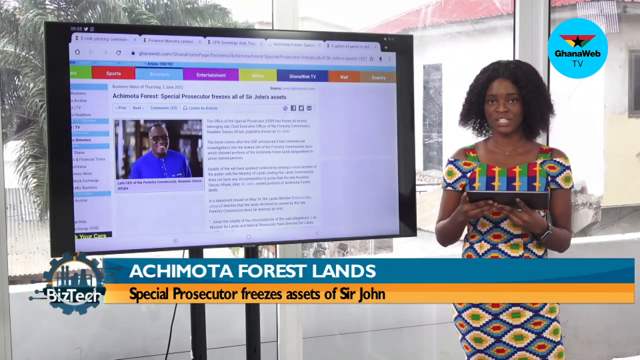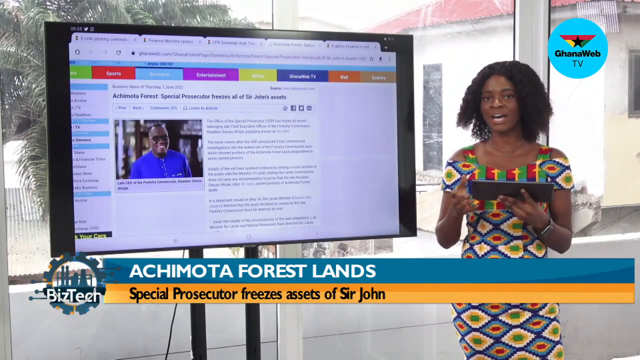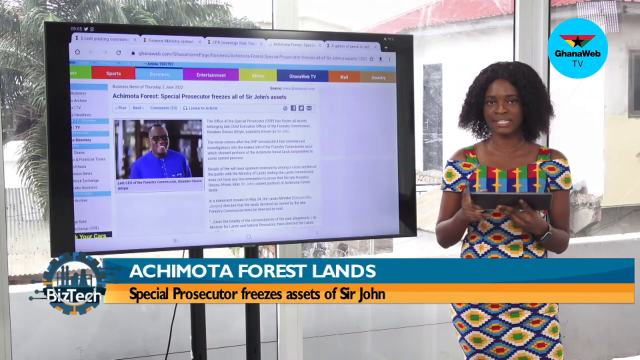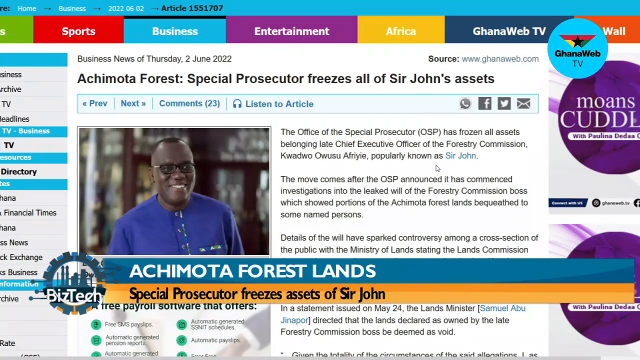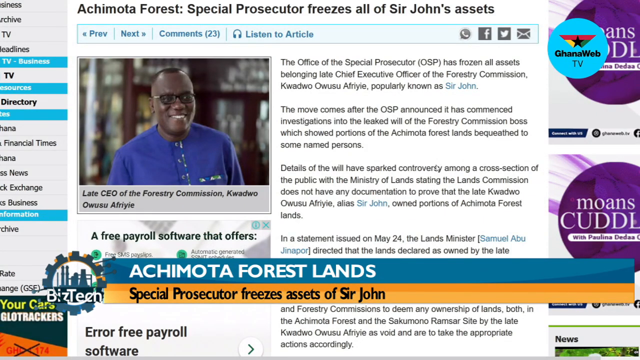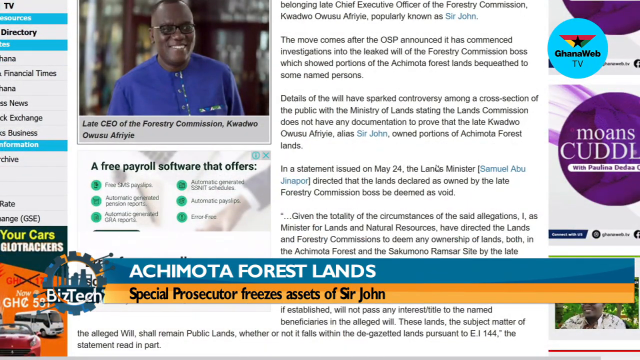The Office of the Special Prosecutor has frozen all assets belonging to the late Sir John. The move comes after the OSP announced it has commenced investigations into the leaked will of the Forestry Commission boss, which showed portions of the Achimota Forest land bequeathed to some named persons.